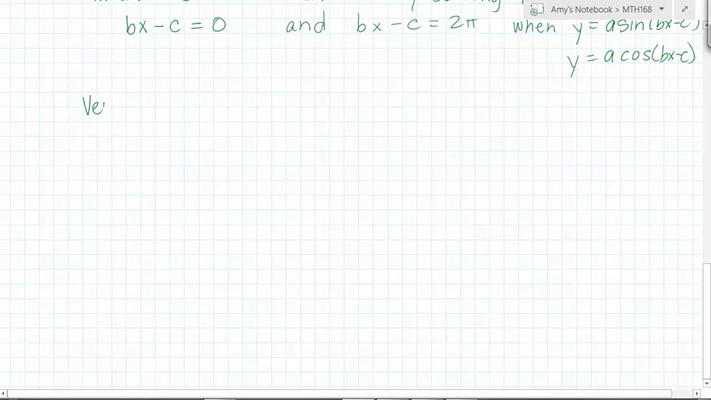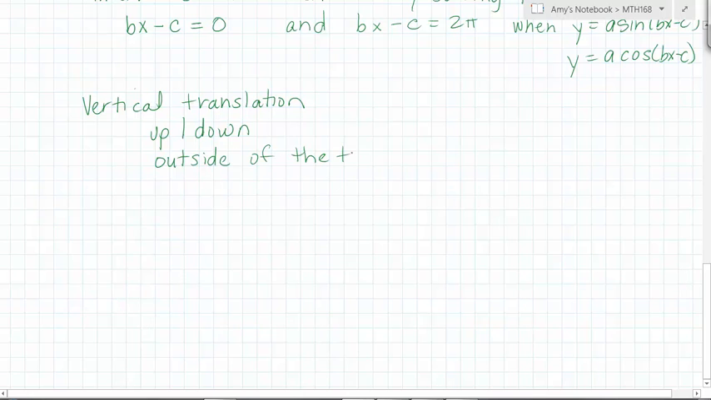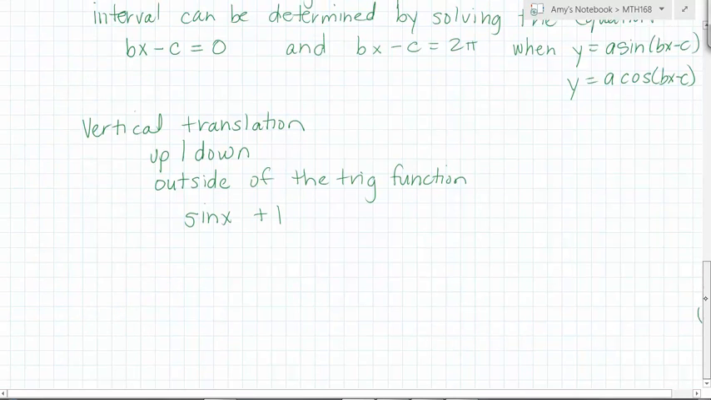Now, you will have a vertical translation. Remember, vertical translation means vertical is up and down. And a vertical translation occurs when that number is outside of the trig function. For example, it would say something like the sine of x plus 1. Now remember that horizontal translation, left and right, that is occurring right here.